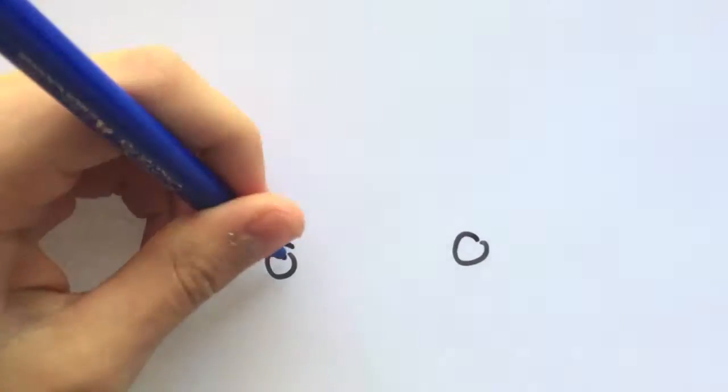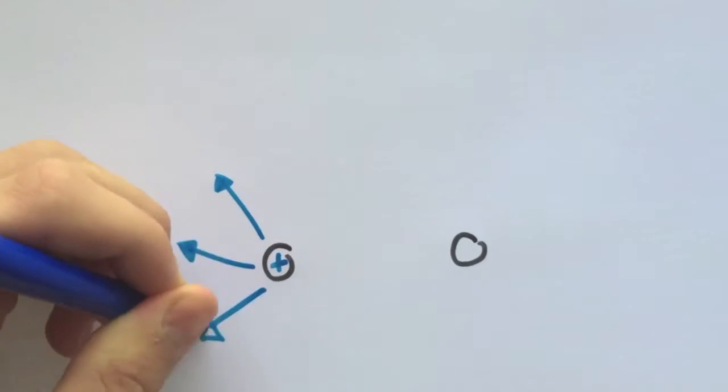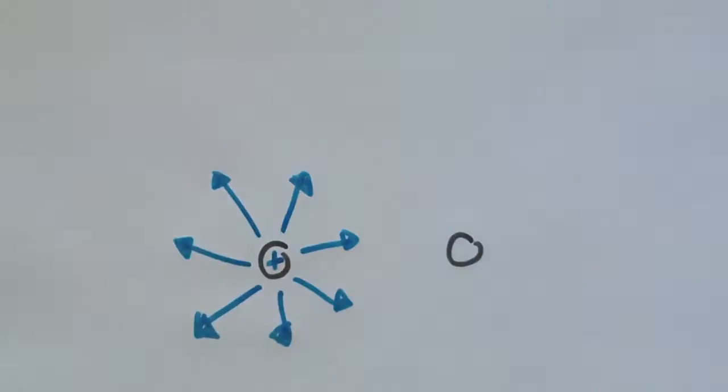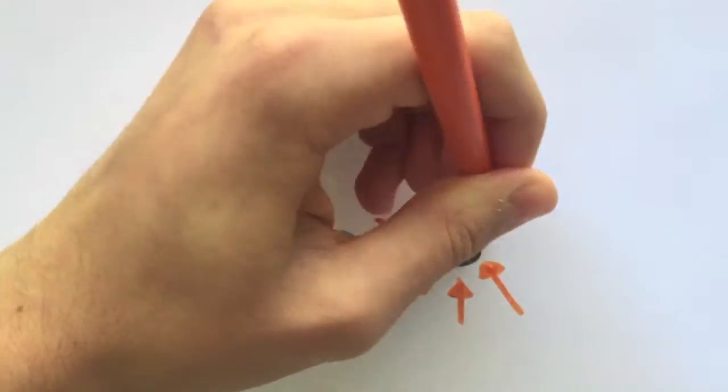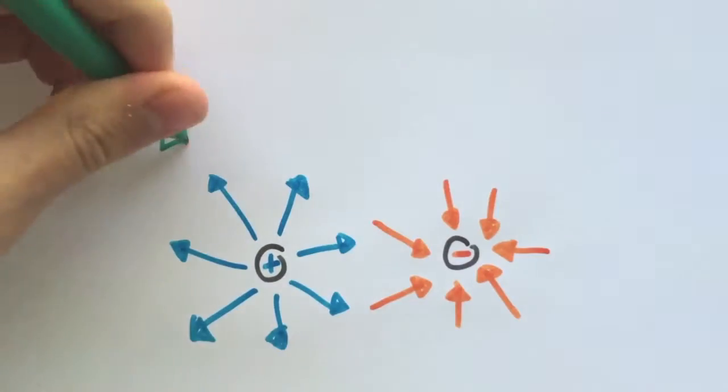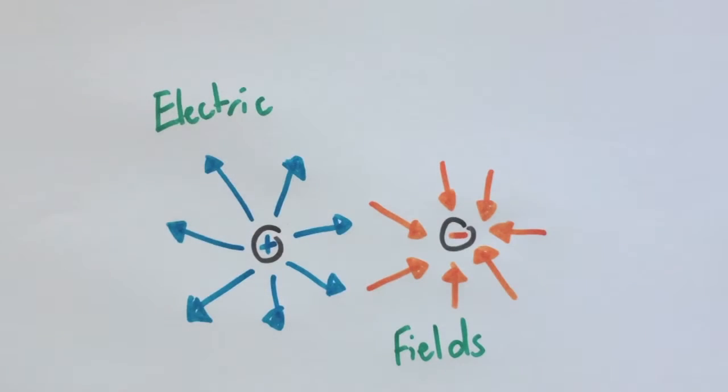Now, there are two types of charges. The first is a positive charge. This emits its energy outwards. The other is a negative charge, which draws energy towards it. This is known as electric fields.